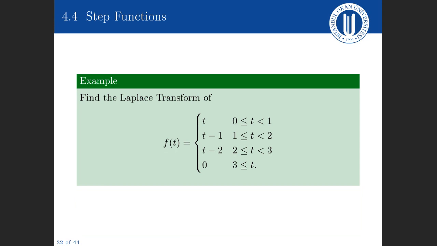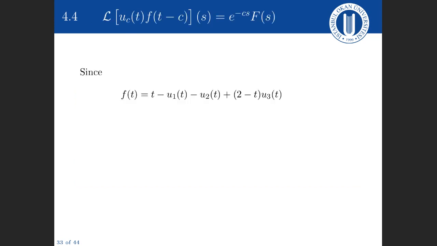Right. This function which we looked at before, find the Laplace transform of this function. We've written this in terms of the unit step function. It looks like this. Laplace transform of t, easy. Laplace transform of u1, easy. Laplace transform of u2, easy. But what about this final term?